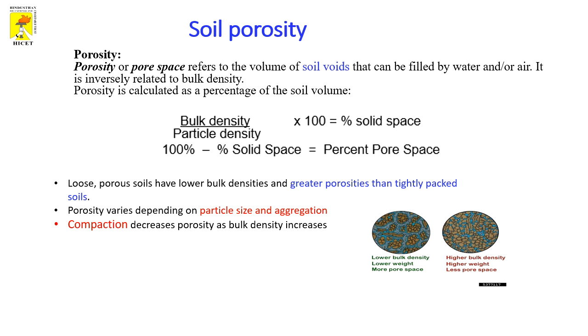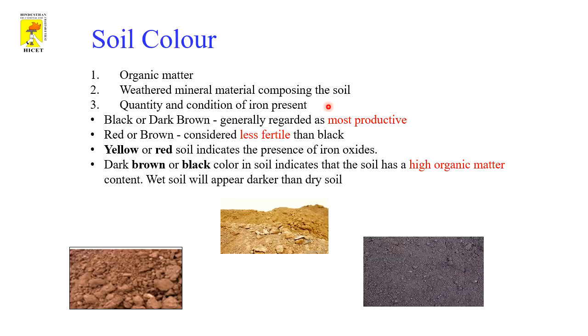The next slide is related to soil color. In my previous video, it linked to the soil color. As I said, soil color depends on the organic matter present in the soil. Based on the minerals and organic matter present in the soil, the color may change. First, organic matter and weathered materials: what kind of weathered materials, and how the soil color is changed. First, black and dark brown soil. This color is due to the presence of organic matter and it is the most productive soil.